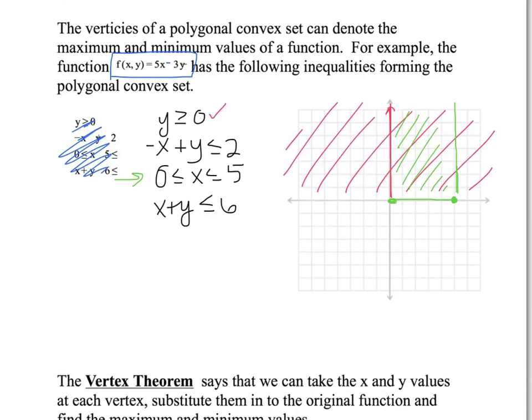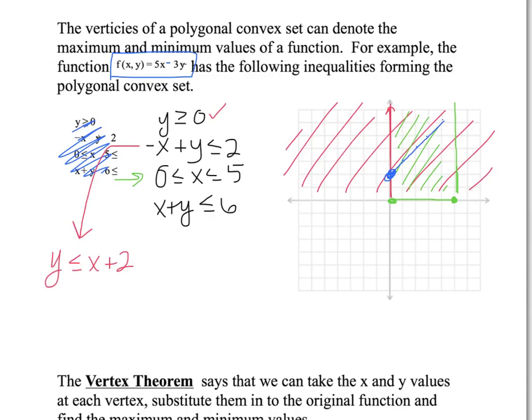Then I am looking for this line here. When I move x over, y is less than or equal to positive x plus 2. I'm going to graph that in blue. That's going to look like a y-intercept of 2 and a slope of 1.